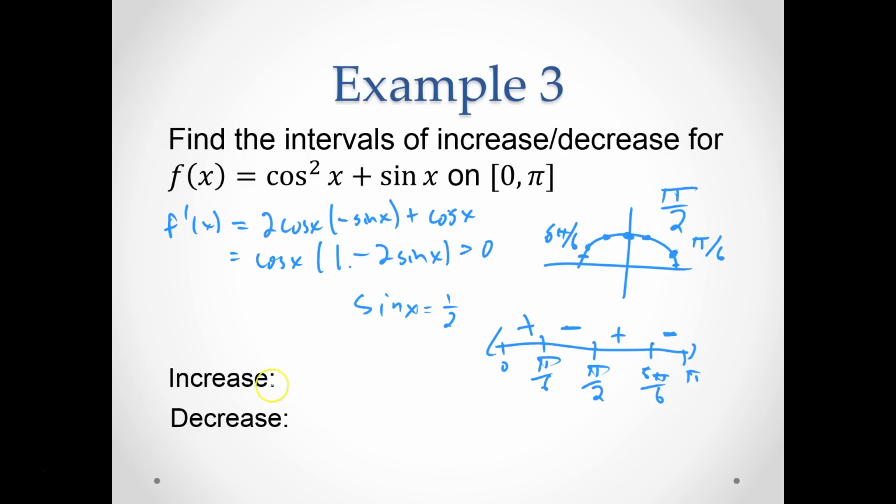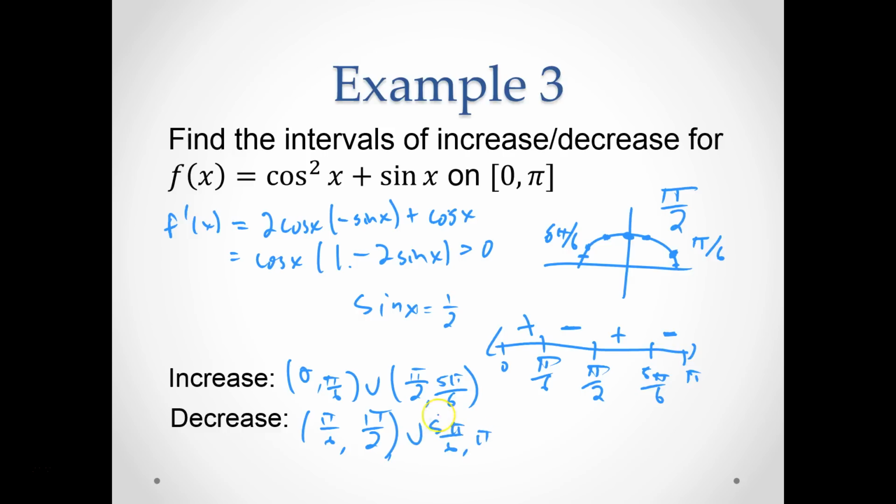So it looks like we go from increasing, decreasing, increasing, decreasing. So we increase on 0 to pi over 6, also from pi over 2 to 5 pi over 6. And then we decrease everywhere else, from pi over 6 up to pi over 2, and also from 5 pi over 6 to pi. That's where we have our increasing and our decreasing.